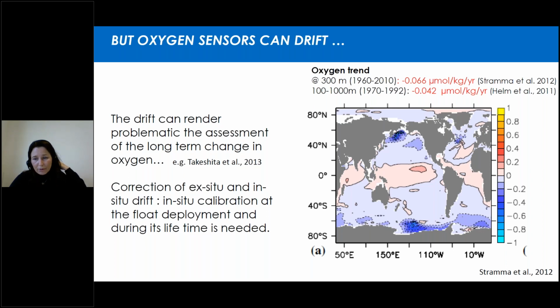It's problematic because if you look at this map that has been taken from Stramma et al. 2012, you can see that the amount of oxygen trends is very small. For instance, at 300 meters, the decrease per year of the oxygen concentration amounts to 0.6 micromole per kilogram. And so this is quite small, and this puts a lot of pressure on the accuracy that we need to have with the Argo float observations. So there are several corrections that have been proposed in order to correct for this drift and in order to make calibration.